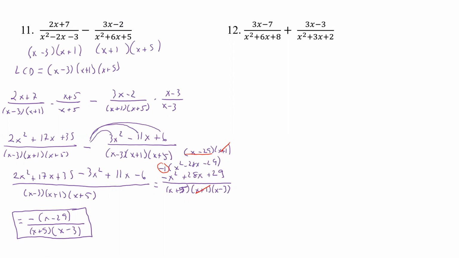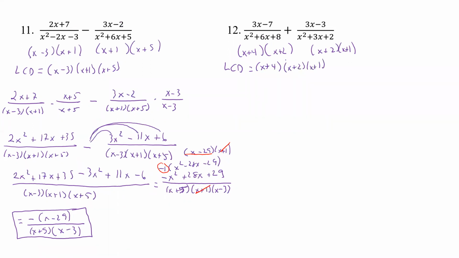All right, what about the next one? Again, more factoring included. We have to take and say, well, that's going to be what? Well, that's going to be x plus 4, x plus 2. 2 times 4 is 8. 4 plus 2 is 6. And here we have x plus 2, x plus 1. So that gives us an LCD of x plus 4, x plus 2, x plus 1.